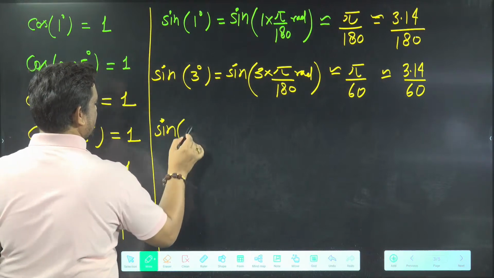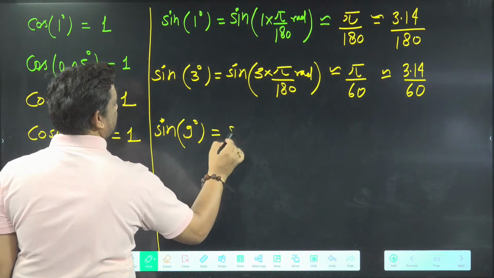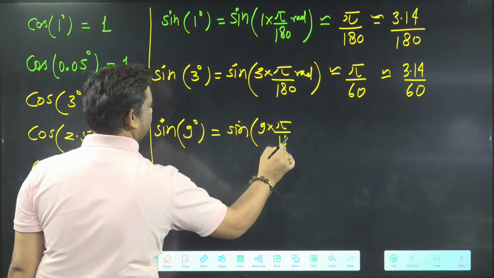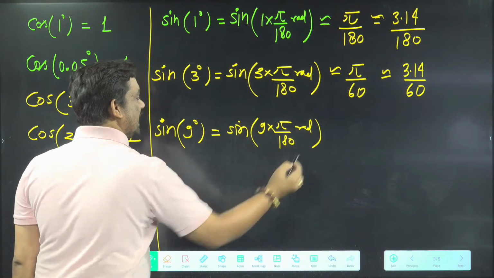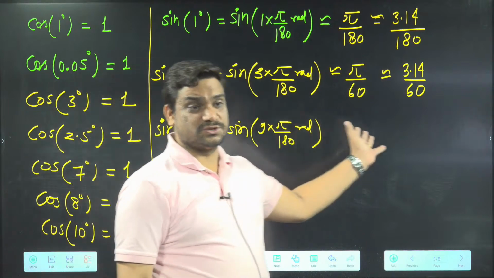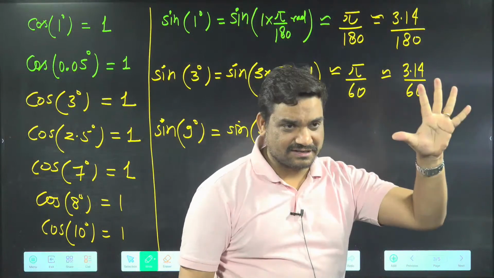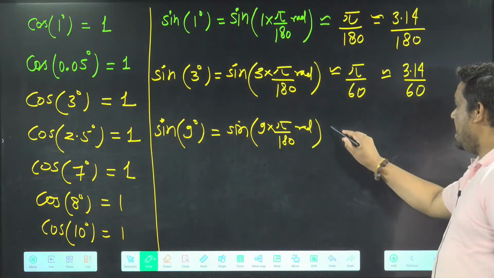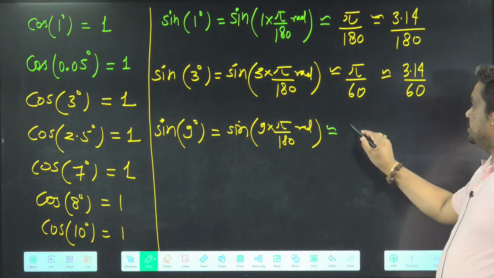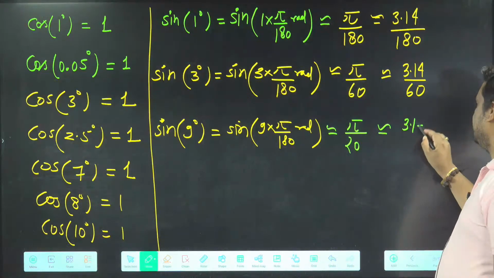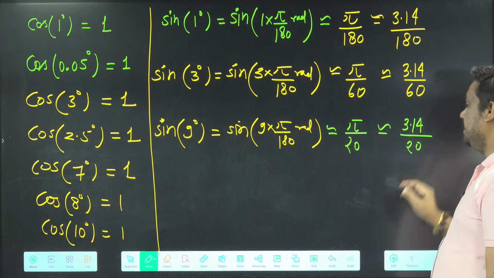Suppose we got sine 9 degree. You can say the same way, sine 9 into pi by 180, and then we can say this is the radian. Later on, you don't have to write this whole story that I'm writing. You can do it directly. This is the answer. Directly you will get the answer here, and we can write this one is pi by 20, and we can write this is 3.14 by 20.